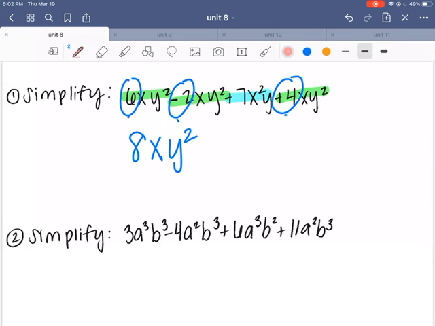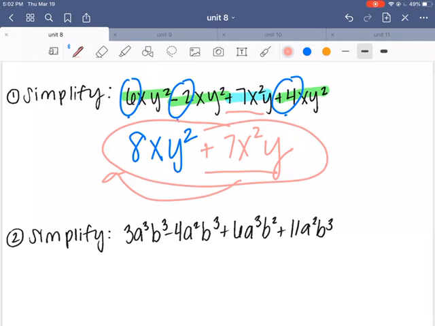So then I can look and I have this positive 7x squared y attached to the end. Order doesn't matter. This term could have come before this one. It doesn't matter either way. This is my final answer. I have different variables and exponents. That's all I could do to combine like terms. So let's move on to the next one.